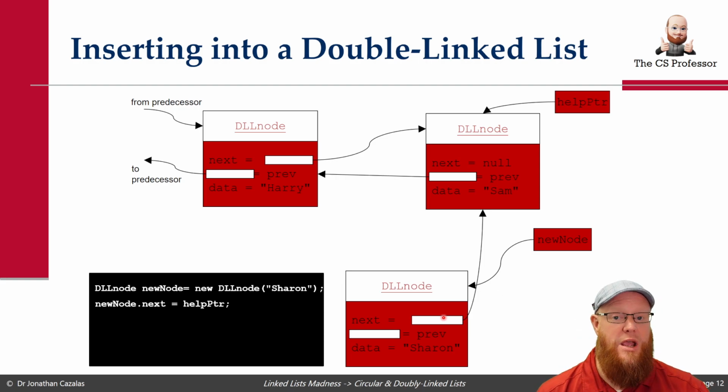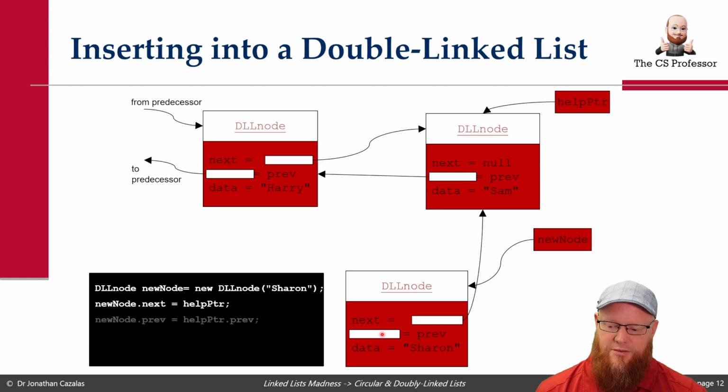Now we want to make Sharon point over to Harry. So we need to take Harry's address and save it into the previous of Sharon. So in the next line of code, certainly we're going to see new node.previous. But what is Harry's address? Well, Harry's address is saved right here. It's in the previous of Sam. Well, what is Sam? It's accessed via help pointer. So help pointer dot previous contains the address of Harry. Take that address of Harry, save it into the previous of Sharon.